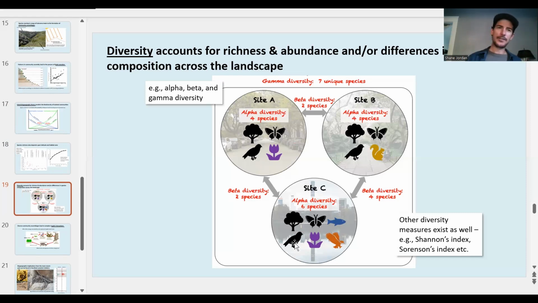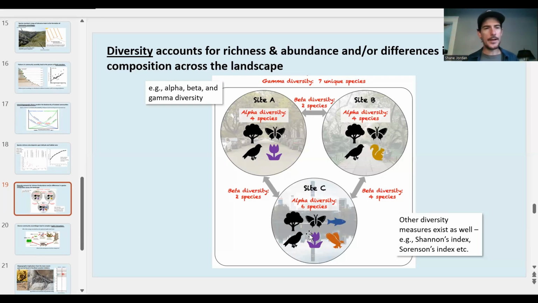So diversity is often viewed in this way, where how much diversity occurs at the local scale. How does the composition of different sites compare when we look at diversity among them? And then how much diversity really is there overall in total amongst all of the sites across an entire landscape?